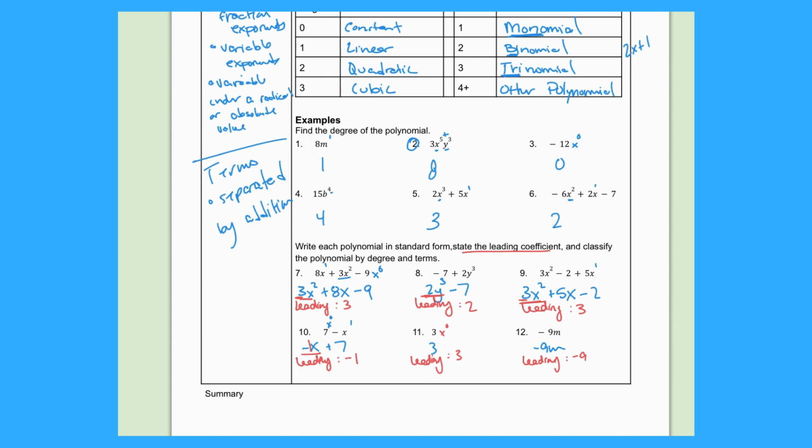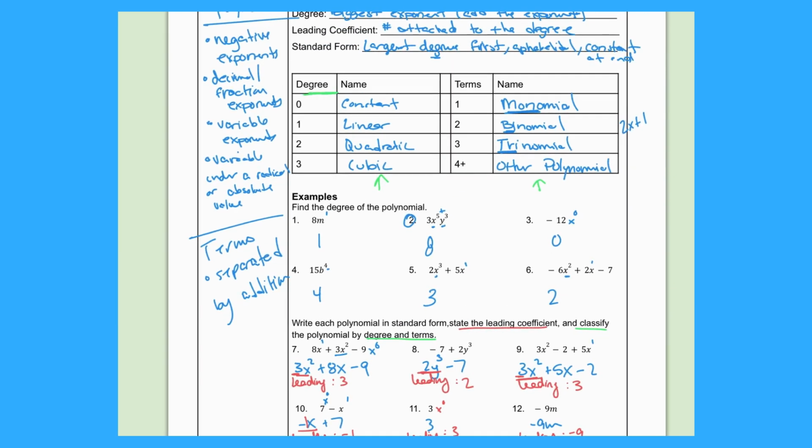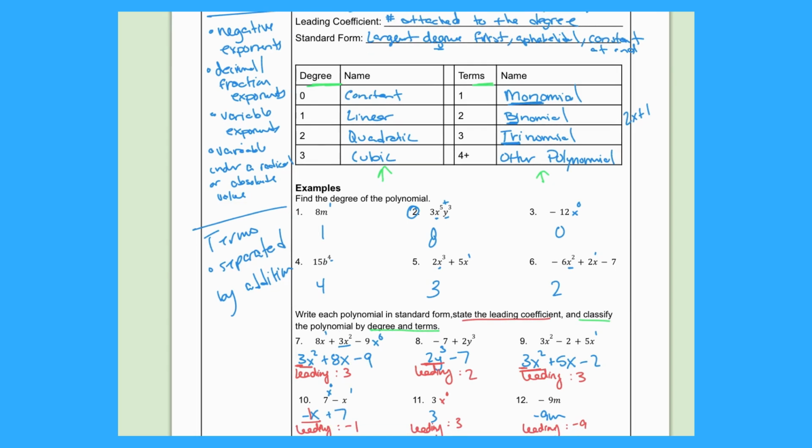All right, and then the last thing that we're going to do is we're going to classify by degree and terms. So basically we're going to pick one thing from this first column and one thing from the second column. So this one is the degree, and then we'll pick the term. So number 7, this is a second degree. It has an exponent, biggest exponent is a 2, so it's going to be quadratic. And then it has 1, 2, 3 terms. So 3 terms is a trinomial. So it is a quadratic trinomial.